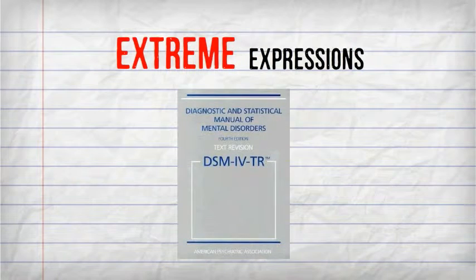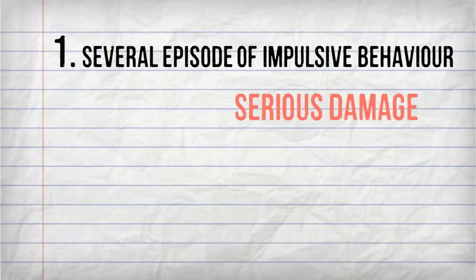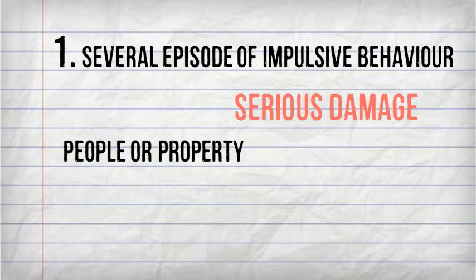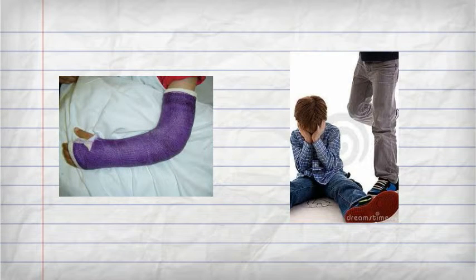According to the Diagnostic and Statistical Manual of Mental Disorders, a document consisting of mental illnesses, in order to be diagnosed with an IED, one must have: Firstly, several episodes of impulsive behavior that result in serious damage to either people or property. This is easily proved several times in the novel, such as when he breaks his son's arm due to losing his temper, or beating up one of his students.